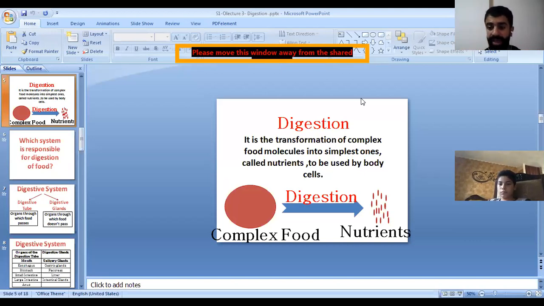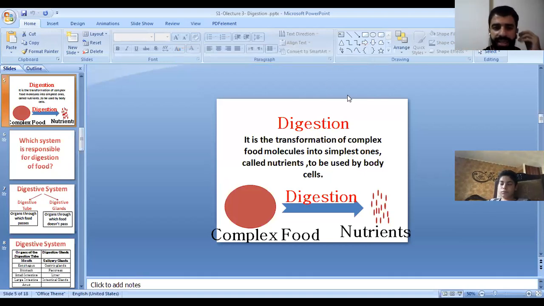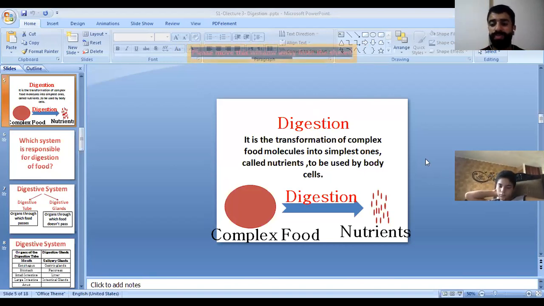So digestion, the definition: it's the transformation, or the breakdown, or the hydrolysis of large food molecules into simplest ones. These simple ones are called nutrients. They are used by the body cells to produce energy. As shown in the figure, this is a complex food. Upon digestion, they give simple nutrients.